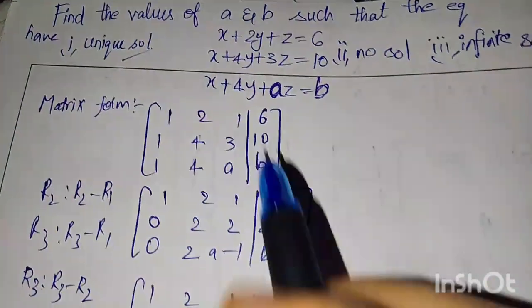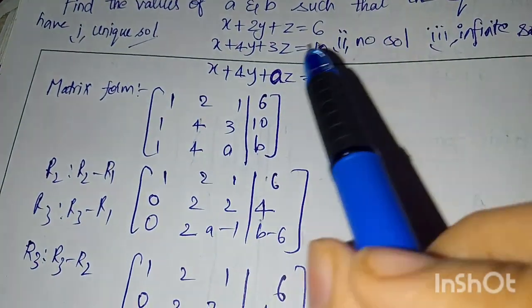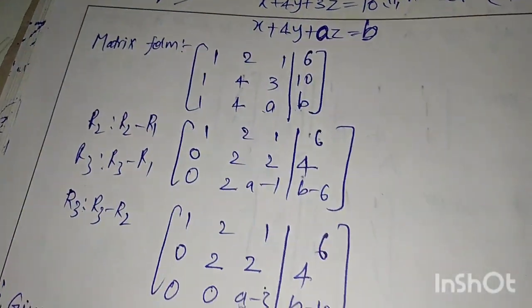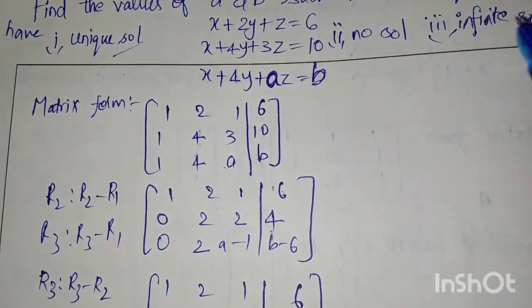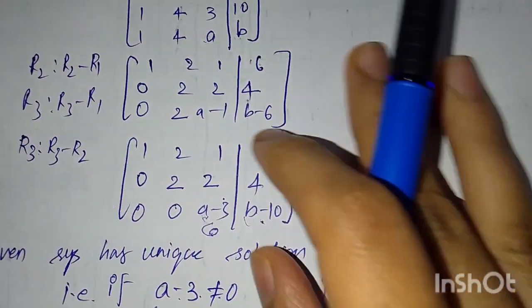So this is one interesting question. Find the value of a and b. We have to find the values of a and b such that the equation has a unique solution, no solution, or infinite number of solutions. First we'll make it into echelon form.